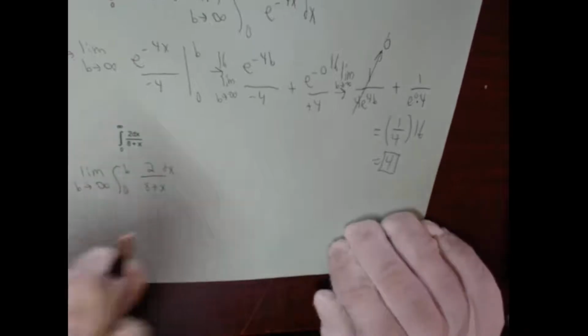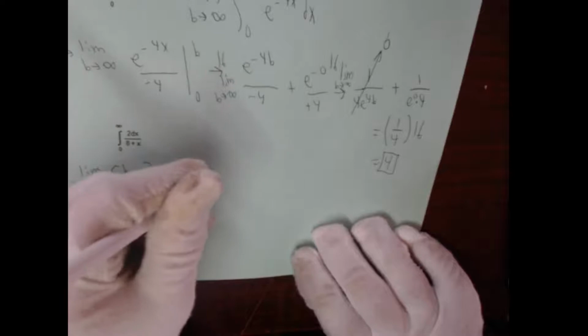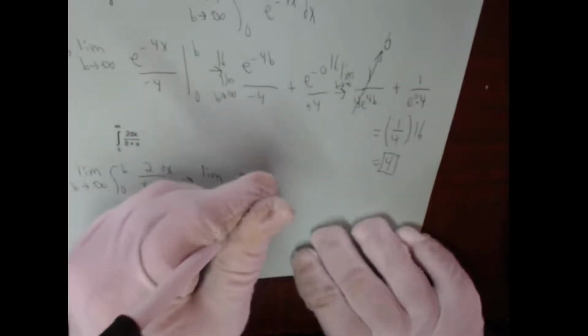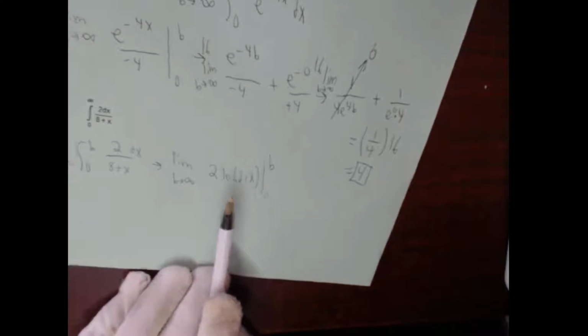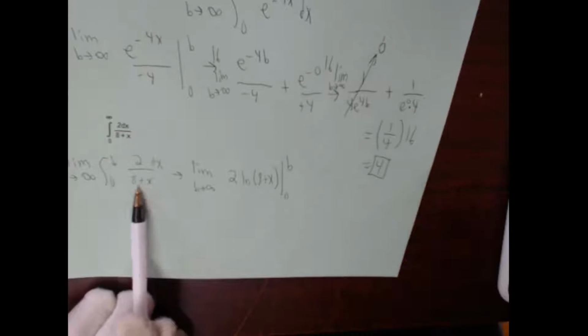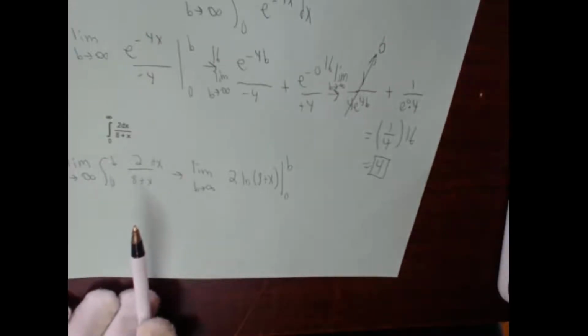And if you'll remember, this integral is simply the limit as b goes to infinity of 2 times the natural log of 8 plus x. Notice that the derivative of the natural log is 1 over x. So if I take the derivative of this, I get 2 over 8 plus x. And luckily this term is just 8 plus x, which means we do not need to worry about the chain rule or anything like that. So we're good to go.